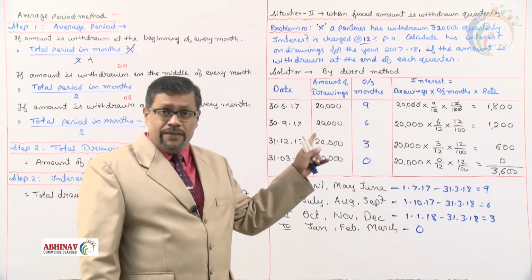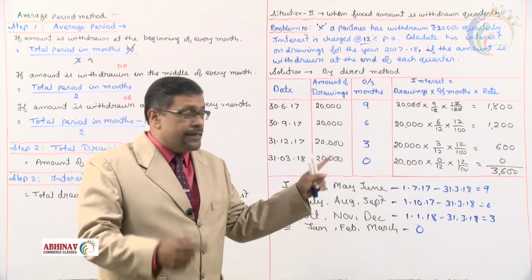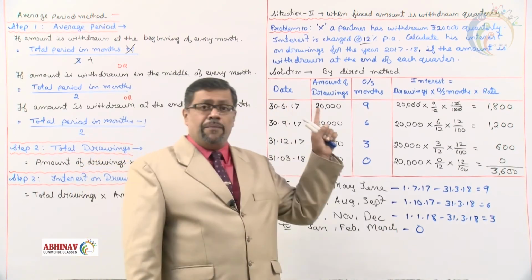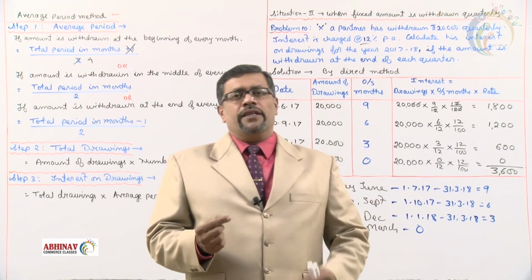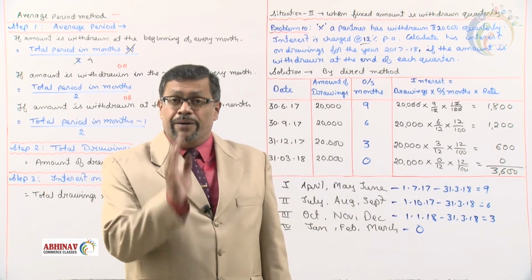Problem number 9, we have seen when the amount was withdrawn at the beginning. Problem 10, we have seen when the amount is withdrawn at the end of each quarter. We'll take up one more problem wherein the amount will be withdrawn in the middle of each quarter.